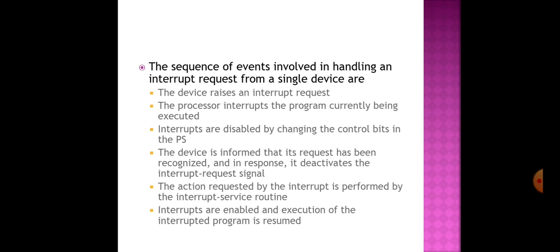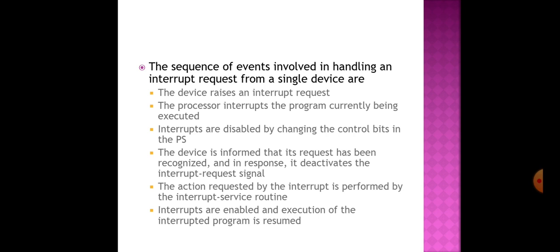Next is the sequence of events involved in handling an interrupt request from a single device. First, the device raises an interrupt request. Then the processor interrupts the program currently being executed. Then interrupts are disabled by changing the control bits in the PS register. That means the interrupt enable bit of the PS register is set to 0. Then the device is informed that its request has been recognized, and in response it deactivates the interrupt request signal.